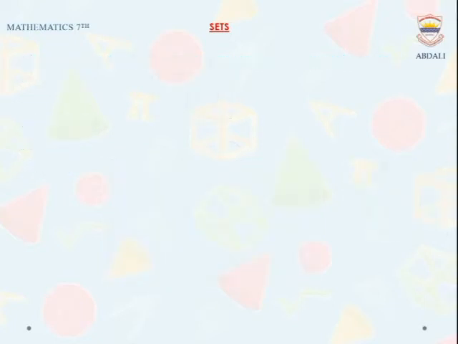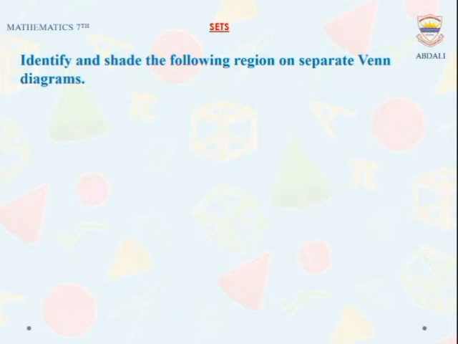So now let's move to the other question. Identify and shade the following regions on separate Venn diagrams. Here the question is different. Here are two sets P and Q, and set Q is completely in set P, which means all the elements of set Q are also elements of set P. So let's start our question, which is to shade now (P intersection Q) complement.